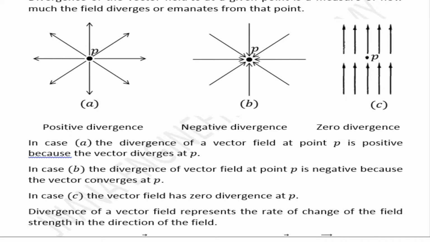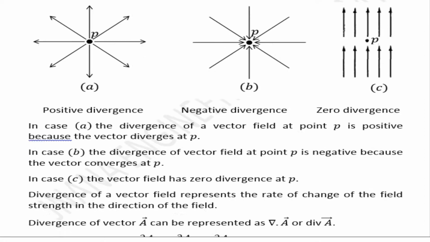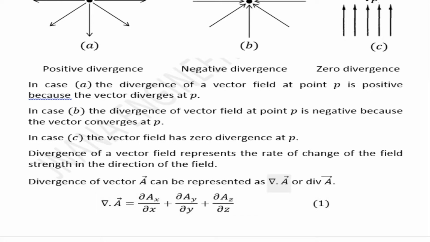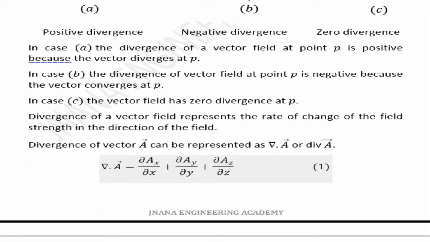Now the divergence of the field actually represents the rate of change of field strength in the direction of that particular field. So these are the three cases of divergence. Now for a particular vector, the divergence is represented as del dot A, or divergence of A, and it is defined as del dot A is equal to dou AX by dou X plus dou AY by dou Y plus dou AZ by dou Z. So that is the divergence of a vector.